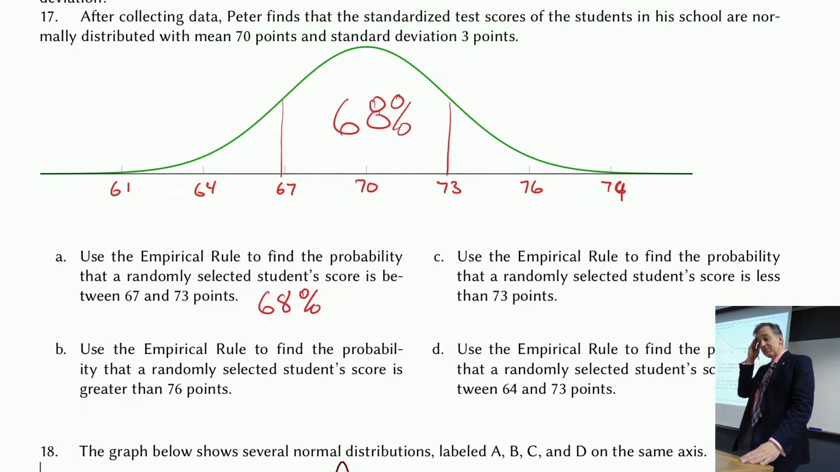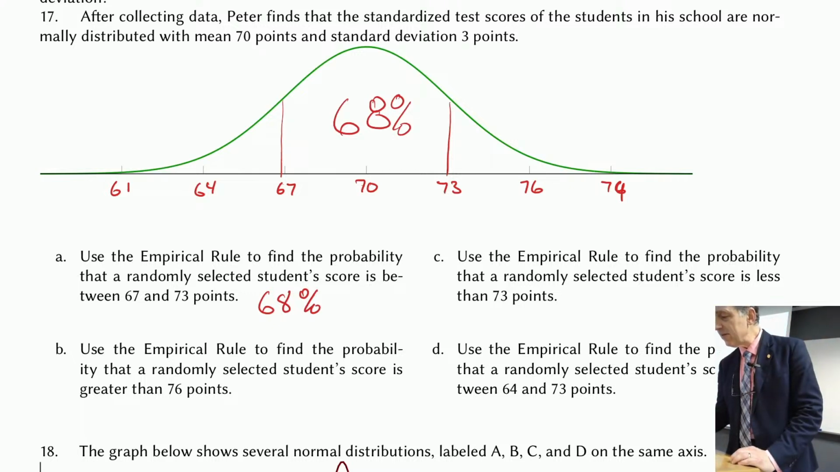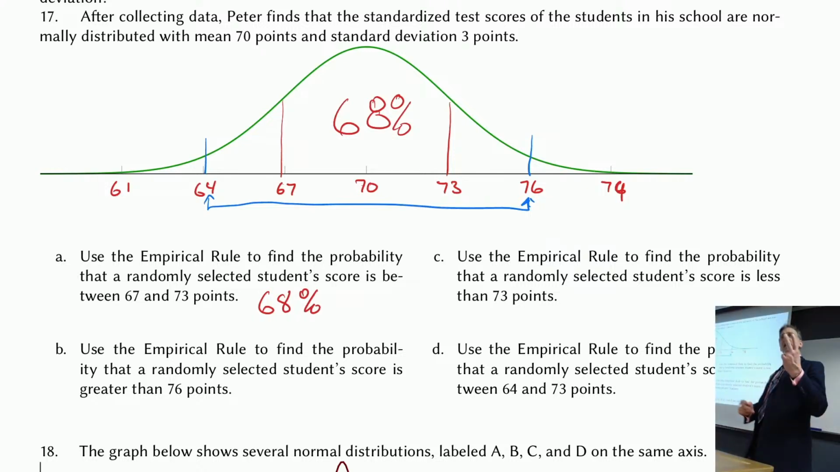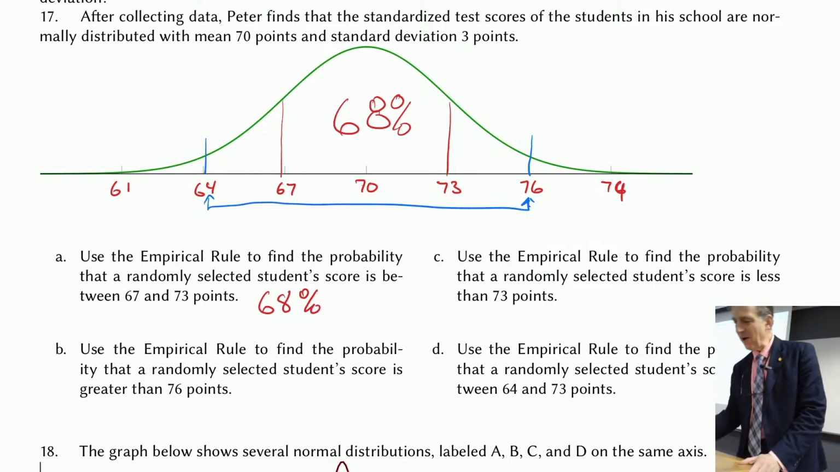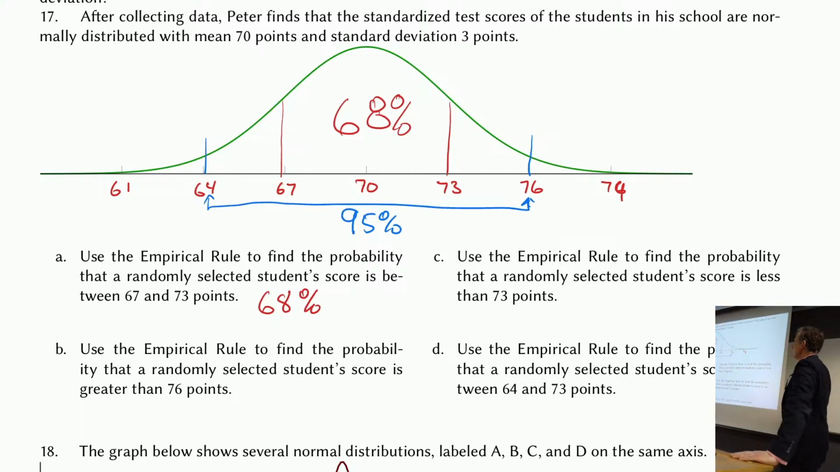Letter B asks for the probability of being greater than 76. Before I answer that, let's take a look at the percentage that is between 64 and 76. So 2 standard deviations. What percentage is between 2 standard deviations? Anyone remember that one? What is it, Caleb? 95. Thank you. My hearing is going, so I appreciate you enunciating. So 95%, very nice. So 95% goes between those.